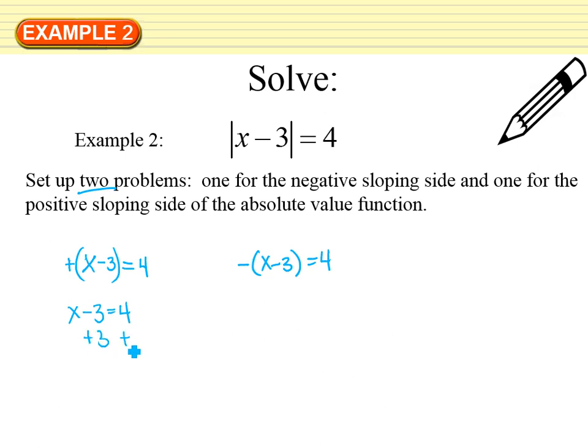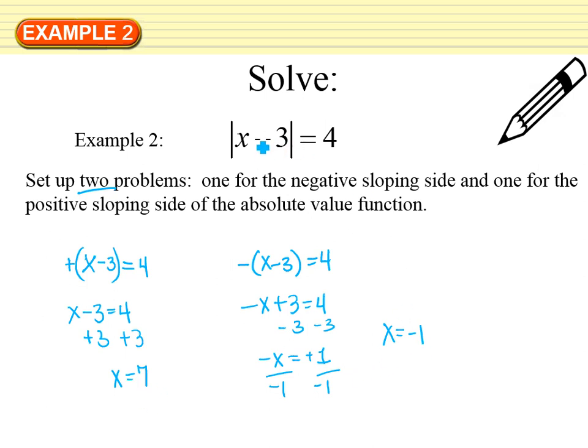Distribute the positive, and you're going to get the same thing. Add 3 to both sides, and I get 7. For this one I'm going to distribute the negative, so I get negative x plus 3 equals 4. Subtract 3, negative x equals positive 1. Divide by negative 1, and I get x equals negative 1. So the two answers that will make this equation true are 7 and negative 1.